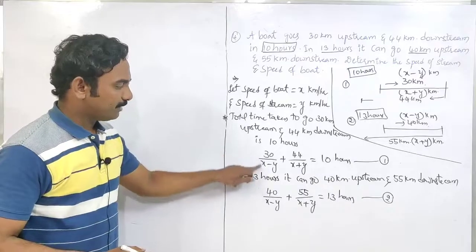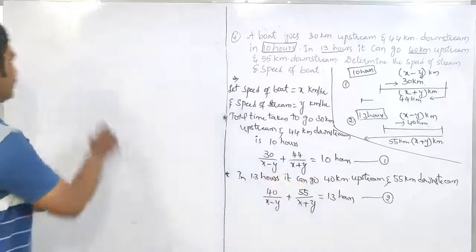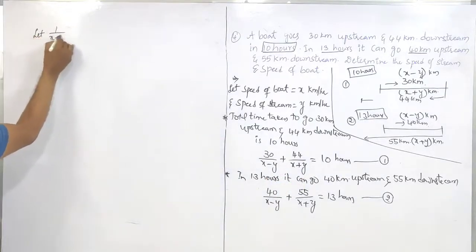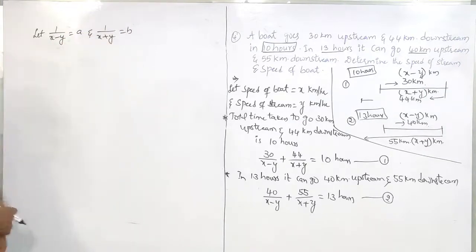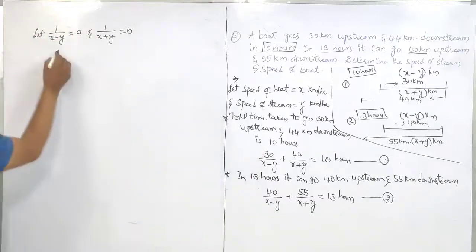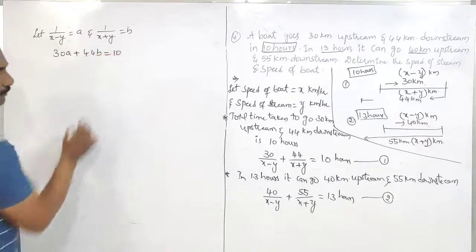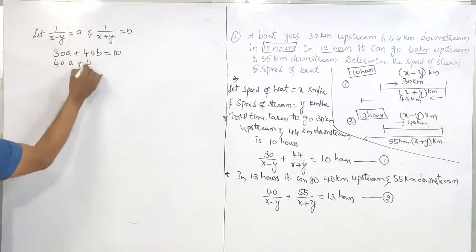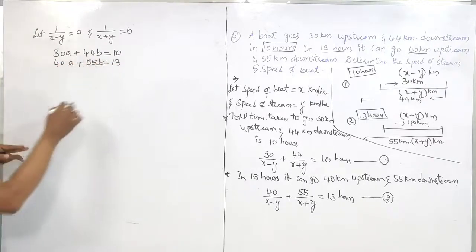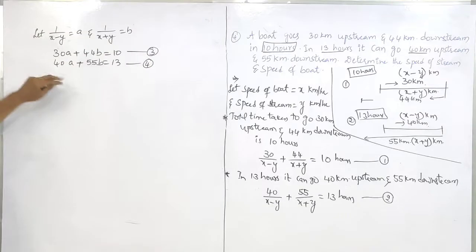Now solving these two equations, we get the value of x and y. What is the first equation? 30 by x minus y. Let us take 1 by x minus y as a and 1 by x plus y as b. Now substitute here: 30a plus 44b is equal to 10. This is one equation. Next one, 40a plus 55b is equal to 13. Let us suppose these are equation 3 and equation 4. Now we have to solve these two equations and find out the values of a and b. If I get a and b, I will get x and y also.